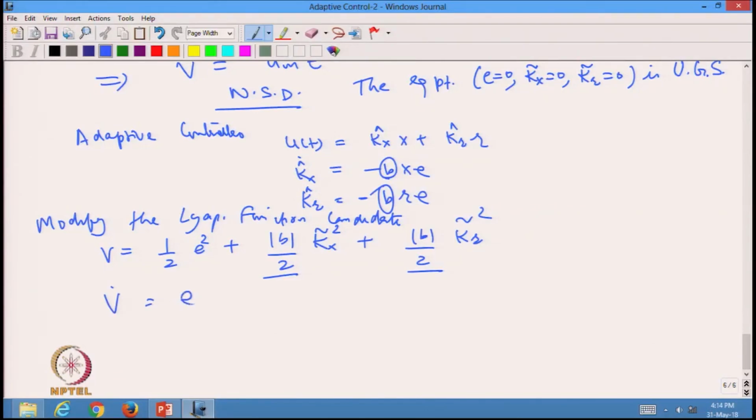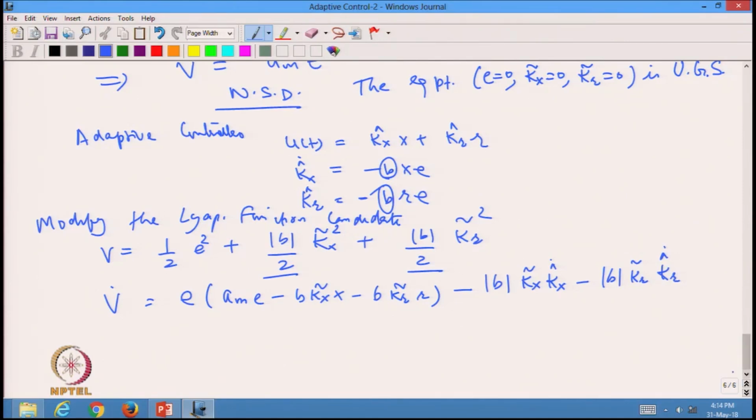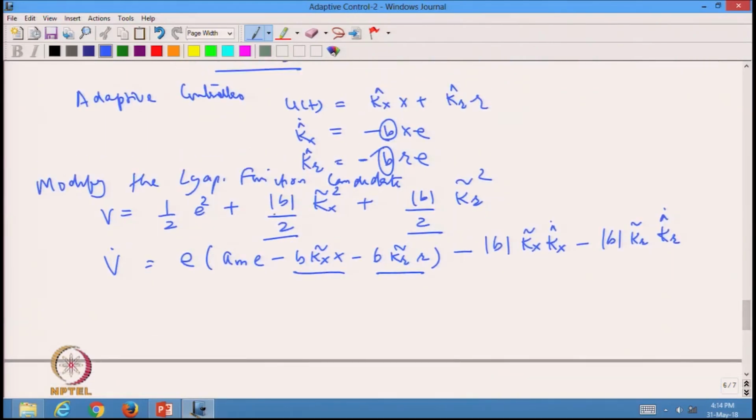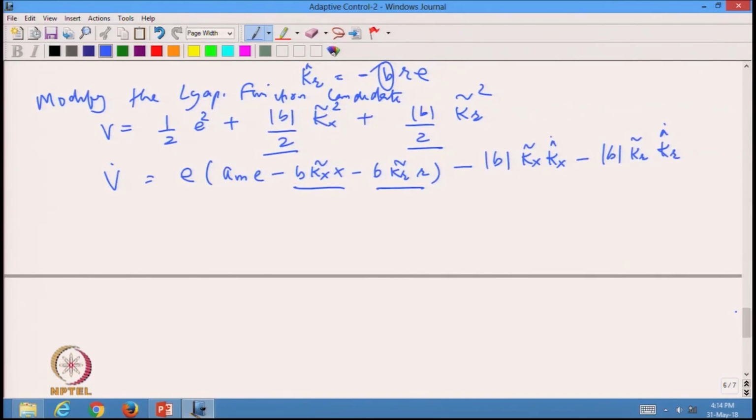So, we find V dot as e times e dot, which is a_m e squared minus b k_x tilde x e minus b k_r tilde r e minus absolute value of b k_x tilde k_x hat dot minus absolute value of b k_r tilde k_r hat dot. Now, can we modify our adaptive update laws such that we cancel these two terms which involve b? That is why we have chosen mod of b in the Lyapunov function candidate, because this gives us an opportunity to modify the update laws such that these two terms can be cancelled.